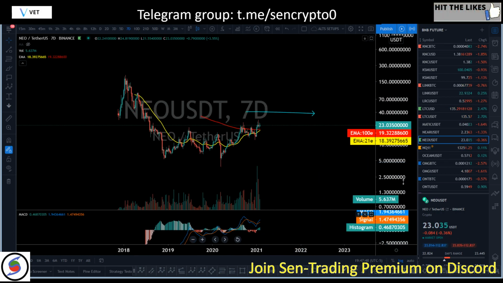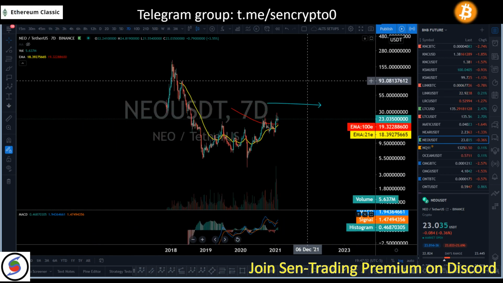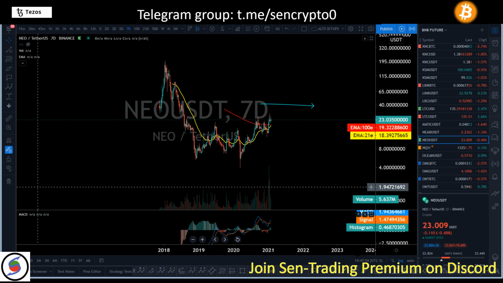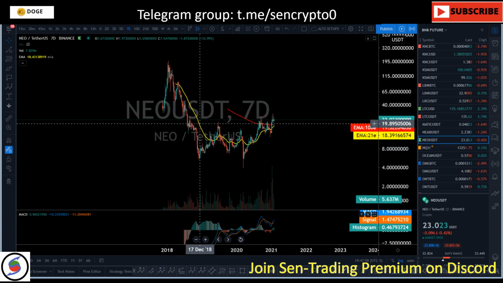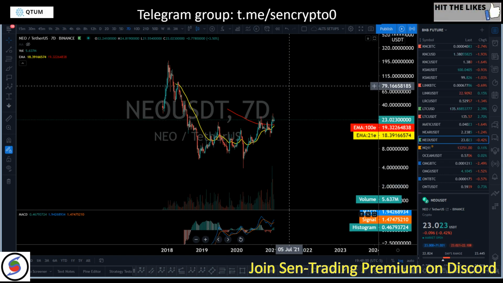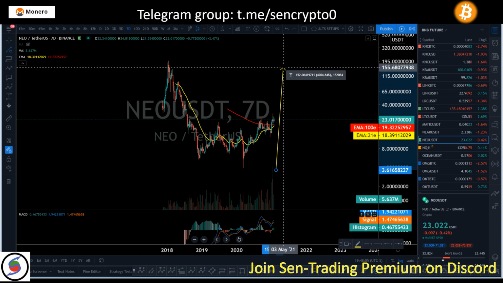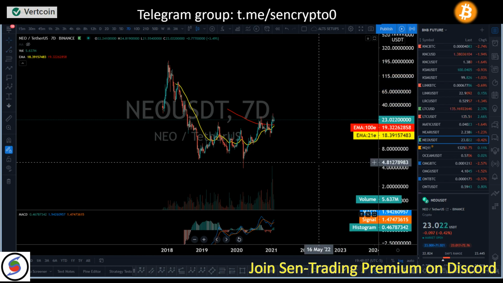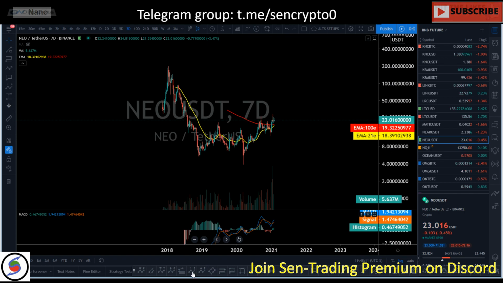So now let's take a look at NEO in terms of wave analysis. We get the direction first. We all agree, I don't know about you, but me, in my premium group, the direction for NEO is up. But how high can we go, and at what price level can we take profit? So let's take a look at NEO in terms of wave.